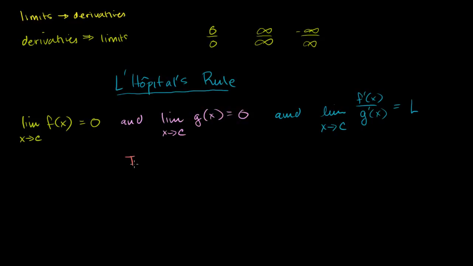Then we can say that the limit as x approaches c of f of x over g of x is also going to be equal to L. So this might seem a little bit bizarre to you right now. And I'm actually going to write the other case, and then I'll do an example. We'll do multiple examples. And the examples are going to make it all clear.